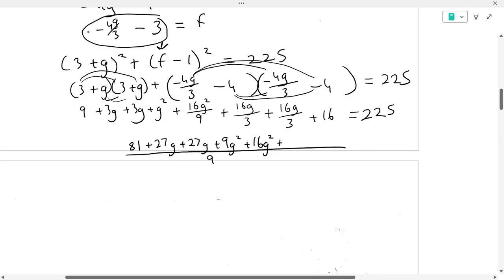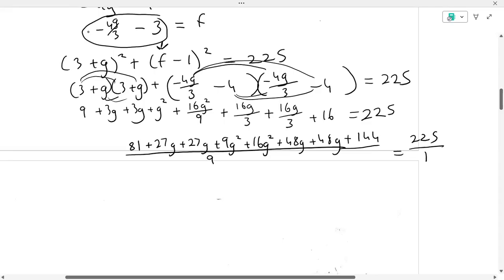Now this one I'm just going to have to triple it because it's over 3. So whatever change I make to the bottom, I make to the top. So if I triple the bottom, I triple the top: 48g, 48g. And then I'm going to have to multiply 16 by 9, which is 144, equals 225 over 1. So I'm going to cross multiply.